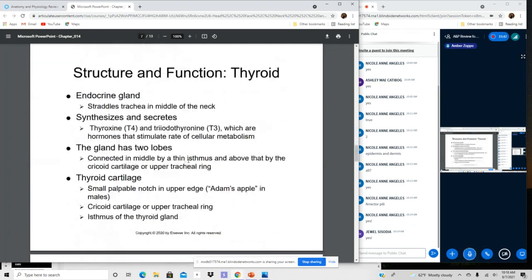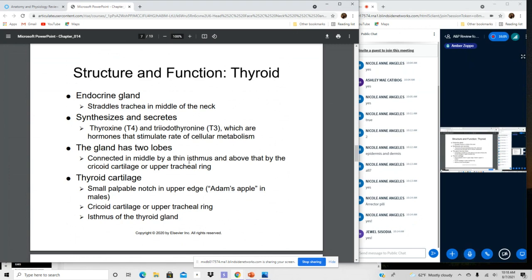The thyroid is a gland which is also located in the neck. It's important to know because patients might have conditions such as hypothyroidism and hyperthyroidism. So it's important to know and understand the location and the function of the thyroid. The thyroid is an endocrine gland that straddles the trachea in the middle of the neck.